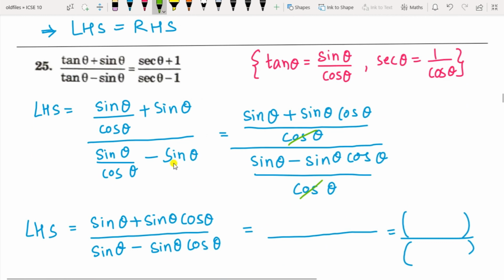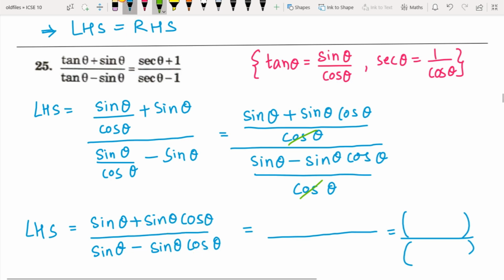In this case, tan plus sin and tan minus sin, you have to prove equal to sec plus 1 and sec minus 1. So here we are going to substitute tan as sin upon cos and sec as 1 upon cos. So tan is sin upon cos plus sin, and here also the same. Take the LCM of cos now in the numerator and denominator. So it will be sin plus sin cos upon cos theta, and cos theta will get cancelled from the denominators of both numerator and denominator. So this is now your LHS, sin plus sin theta cos theta upon sin minus sin theta cos theta.